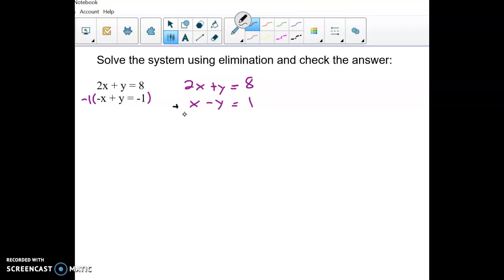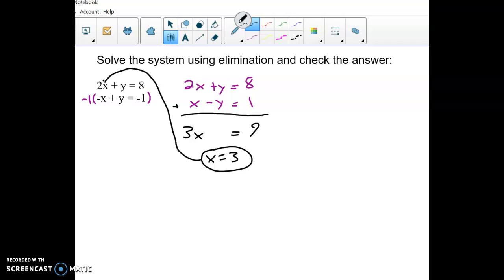Okay, now we can add them together because now the y's will disappear, right? These cancel out. So we have 3x equals 9, and then boom, we know x, we're halfway there sort of, x is 3. Okay, and now that x is 3, we just plug it into either one of the equations. I'll use the top one again, I guess.